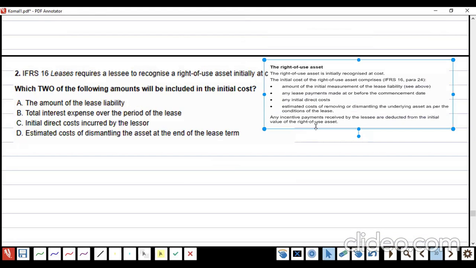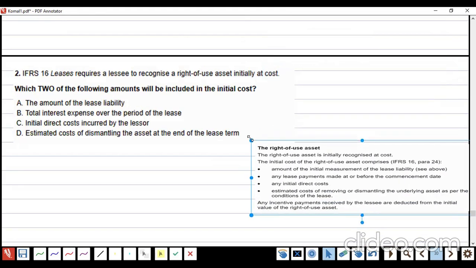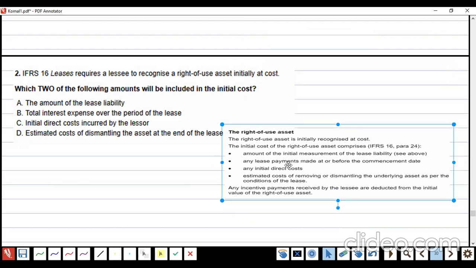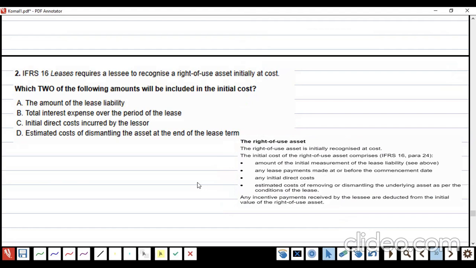If you memorize it, khalas, your answer is already here. If you do not memorize my answer, my table, it's going to be a difficult thing for you to solve this question. Now try. The amount of lease liability. The amount of initial measurement of lease liability, A, is correct.